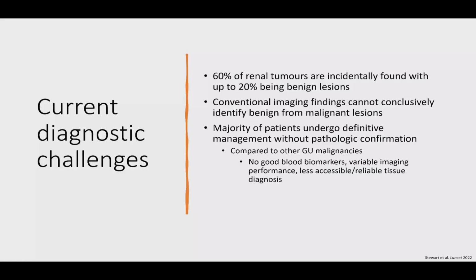And compared to other GU malignancies, there are no good validated blood biomarkers in RCC. The imaging performance can be variable, as we discussed, and tissue diagnosis is not as accessible, and when it is, it's not always reliable at the time. So all of this could contribute to why management for small renal masses is broader and a bit less algorithmic compared to other GU malignancies.